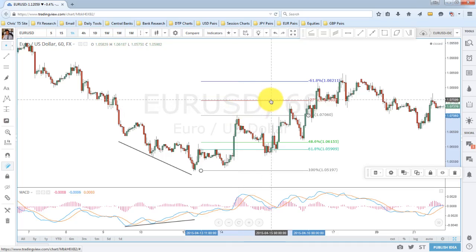Okay, so these are Fibonacci extensions. That's how we're going to use them for this specific divergence trading setup.